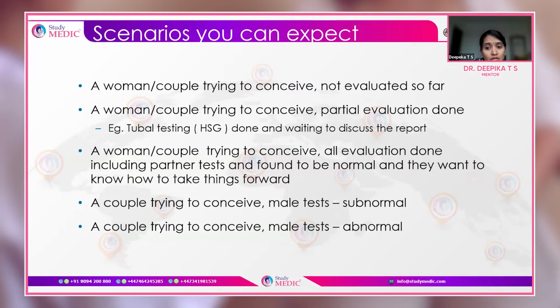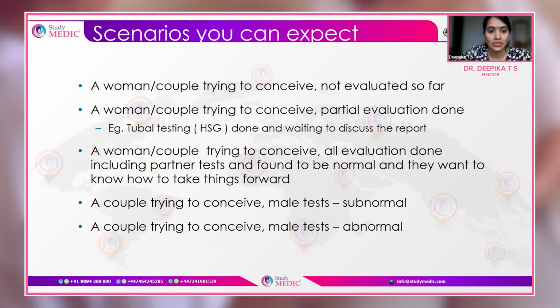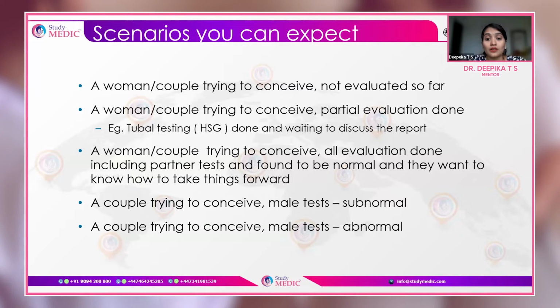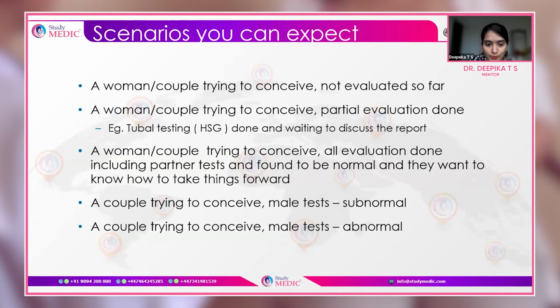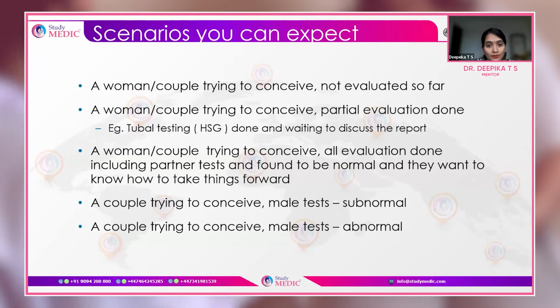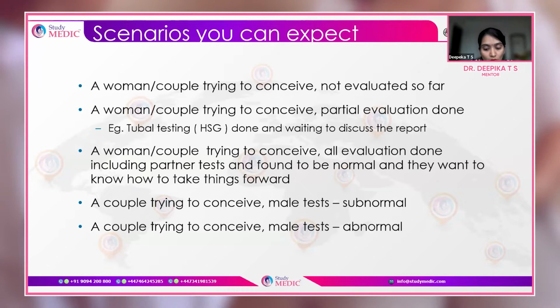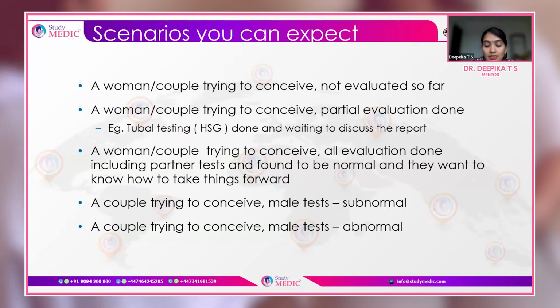And there could be another station, like if all the evaluation would have been done, everything is normal and they want to know how to take things forward. That is unexplained infertility. And a couple trying to conceive, and if male test is subnormal, like if they have mild oligozoospermia, you have to talk about how to go about further, when to repeat the tests. And it could be an azoospermia abnormal test, so you have to suggest immediate repetition of the semen analysis. And if it is azoospermia again, what could be the treatment options? You have to explain with the pros and cons and the success rates in order.